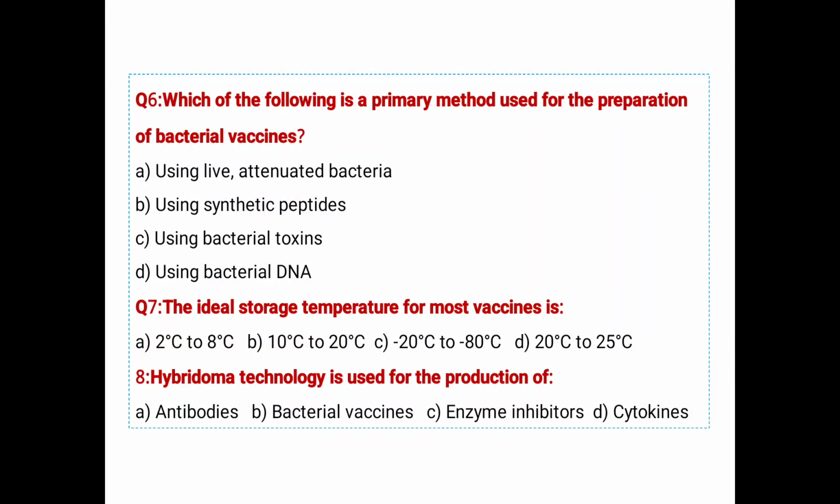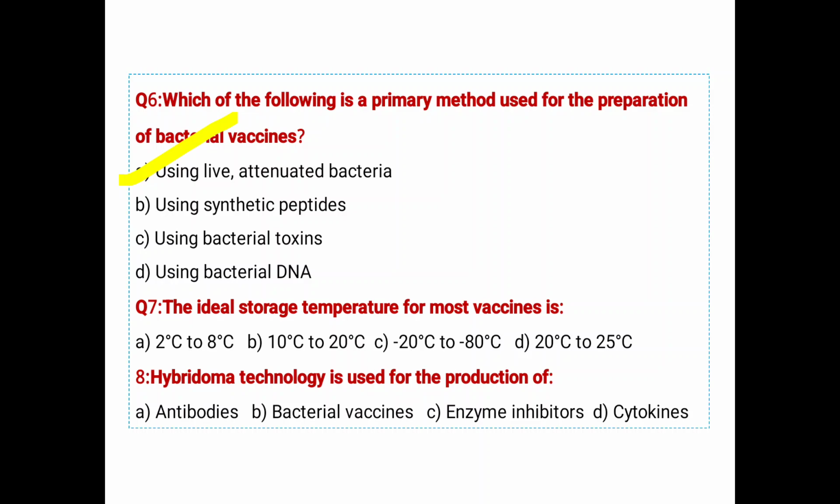Next, question number 6. Which of the following is a primary method used for preparation of bacterial vaccines? A, using live attenuated bacteria, B, using synthetic peptides, C, using bacterial toxins, and D, using bacterial DNA. So using live attenuated bacteria is the correct answer. A is the correct answer.